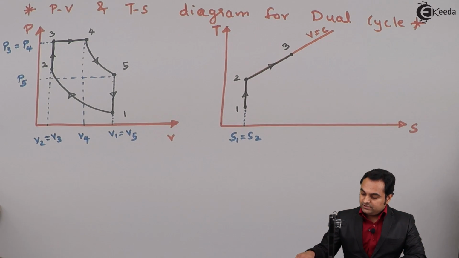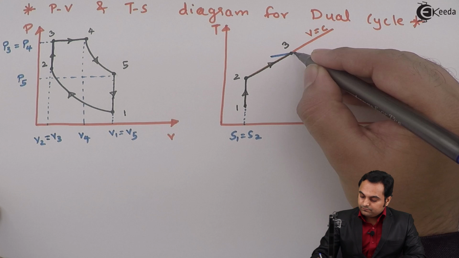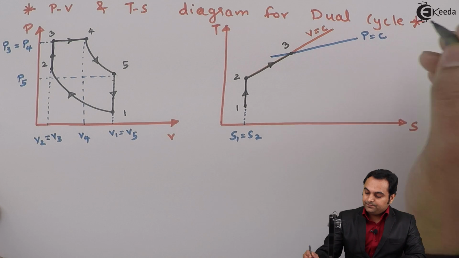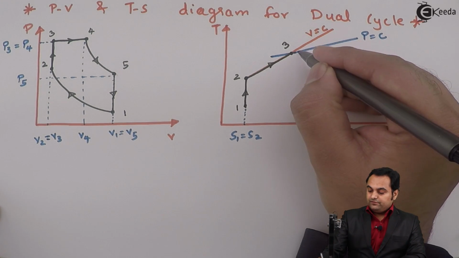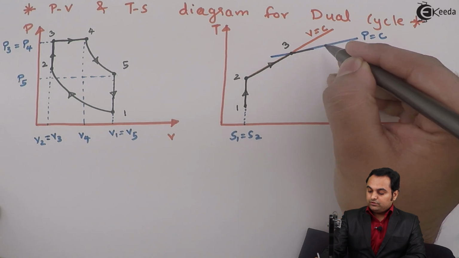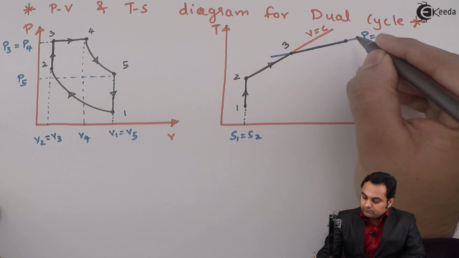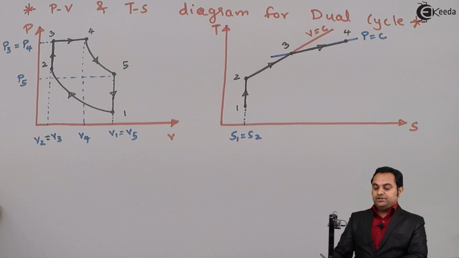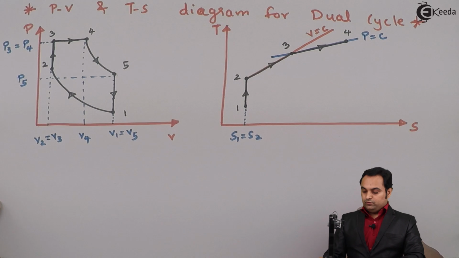Now constant pressure lines are less inclined compared to the constant volume lines. So this is a constant pressure line, and the next process 3 to 4 will follow this line, that is having constant pressure from 3 to 4. Constant pressure heat addition, temperature increases from point 3 to point 4.